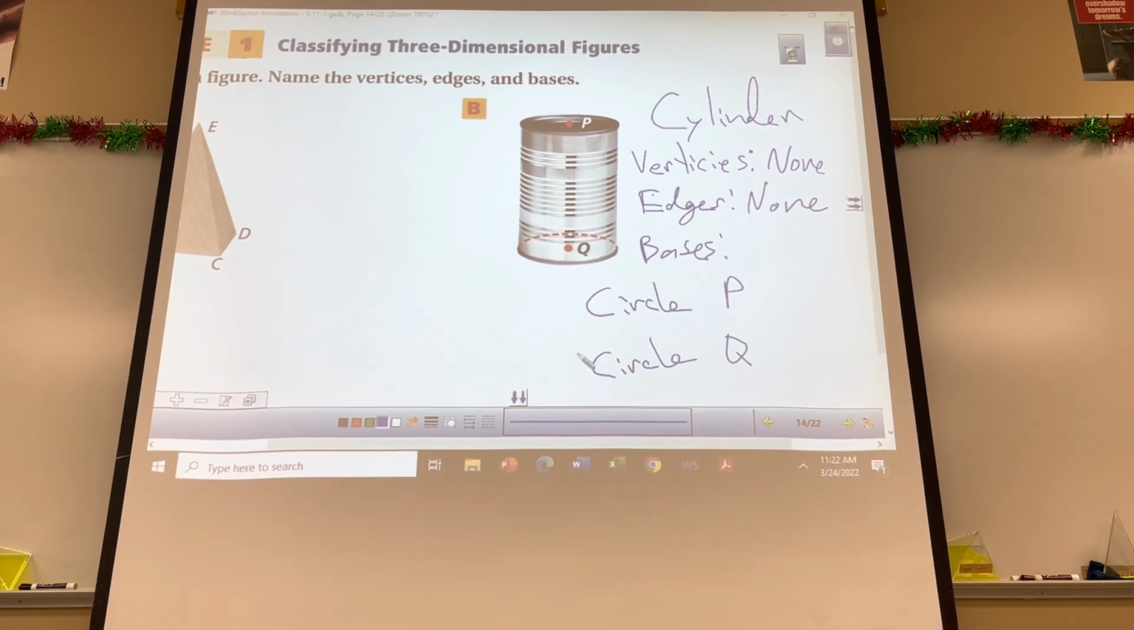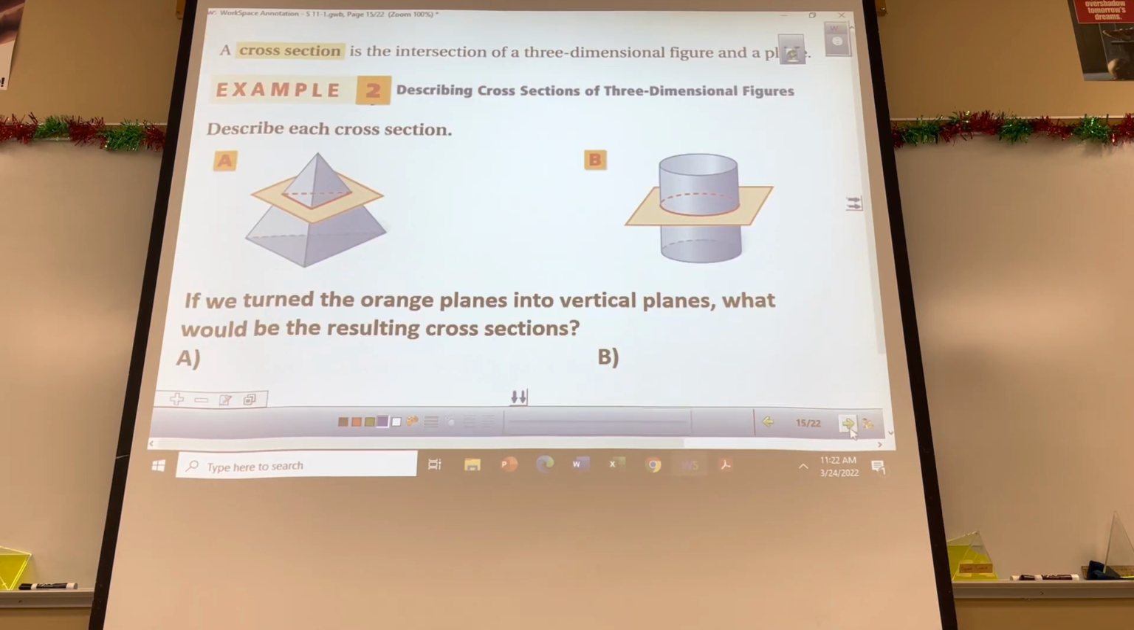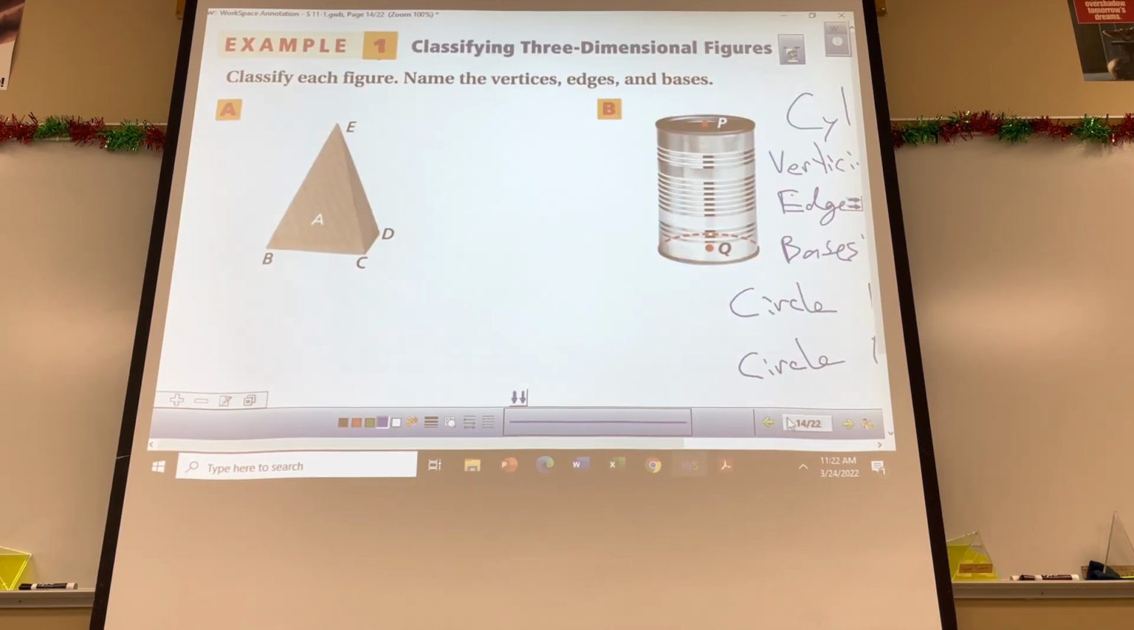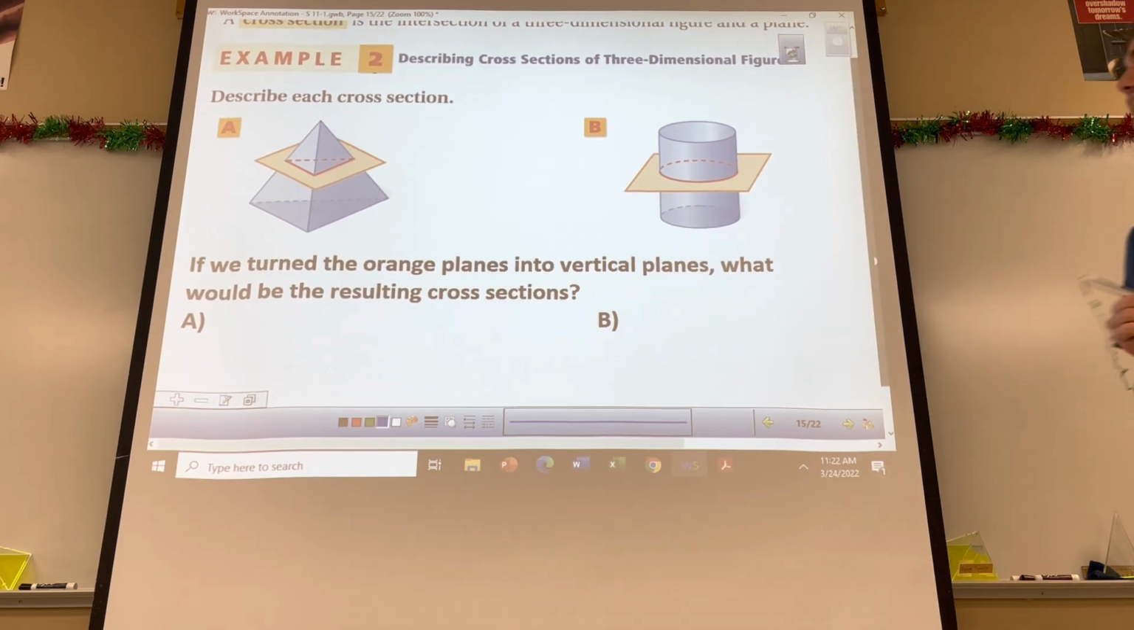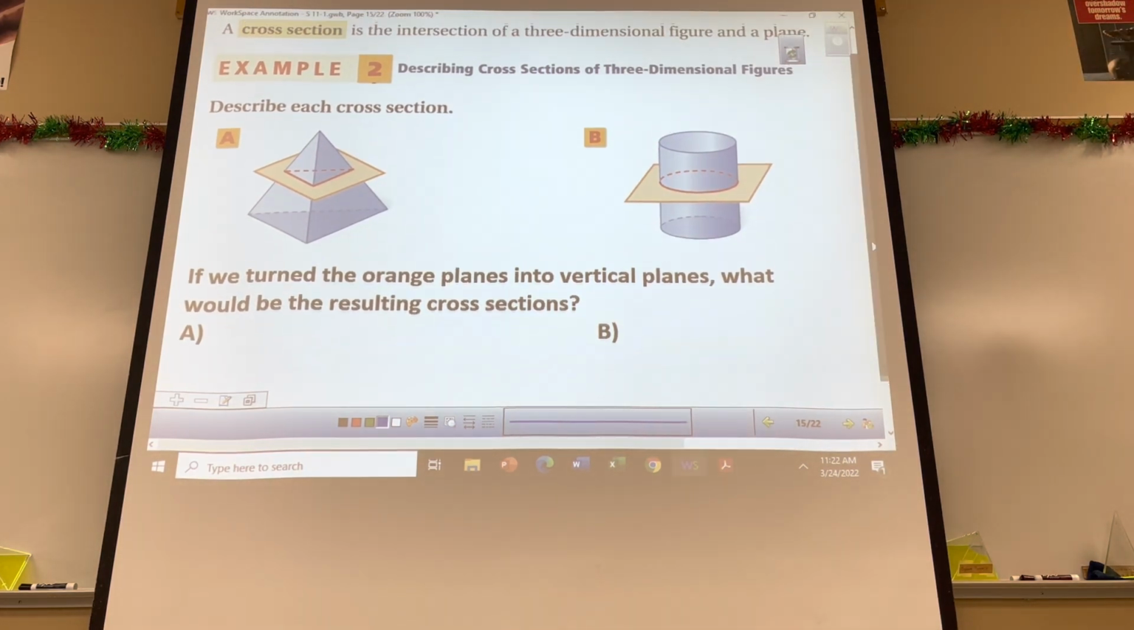Cool. Anyway, we're waiting for the restroom line until we get through the rest of the notes. Alright, any questions on that, guys? No. Cool. Alright, so we have 2 more new concepts that we'll go over today, and then you guys will have time to work on the homework.